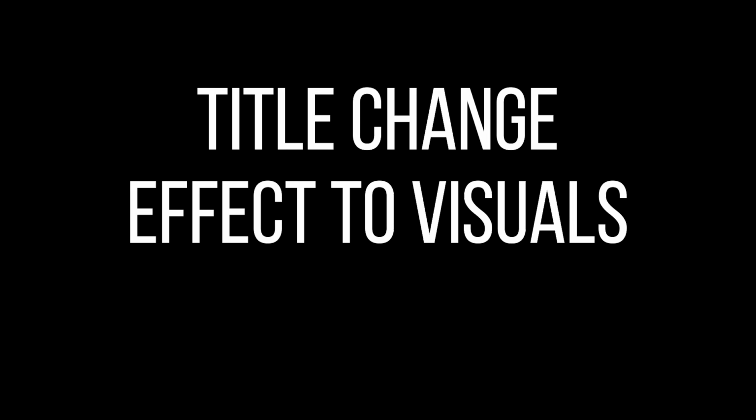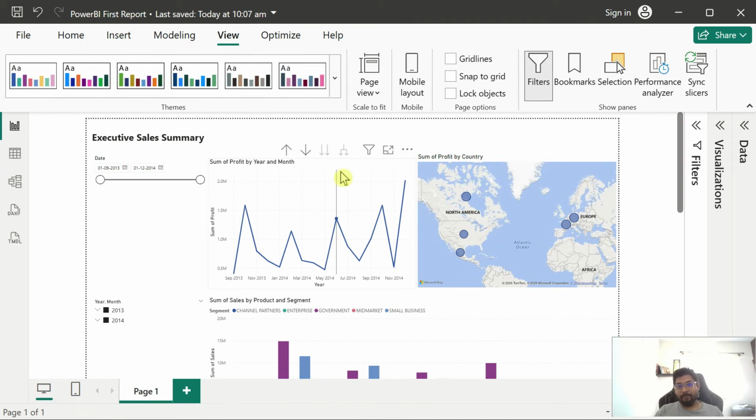Next, we are going to see how to change the title of one of your visuals, and also how to apply effects to your visuals in Power BI. To do this, I'm going to select this particular graph, the line graph, sum of profit by year and month. By default, you have a name given by Power BI. I would like to change it.